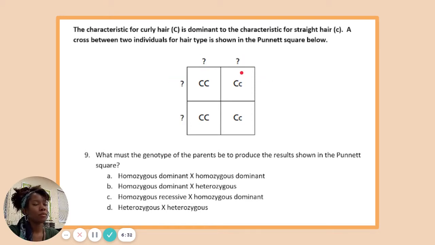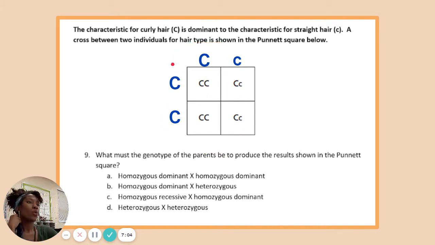So, right here: big C, big C. Boom. Right here: big C, little c. Boom. You can double check. Big C, little c. Big C, big C. Okay, that's all you do. So that's what the offspring told us the parents had to have been.